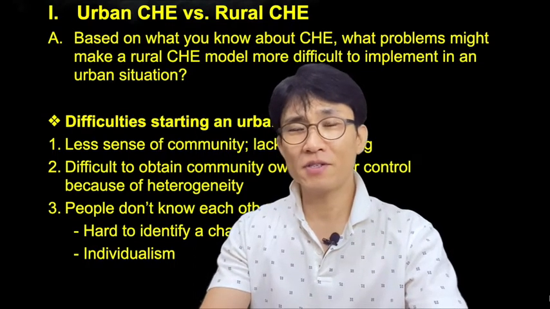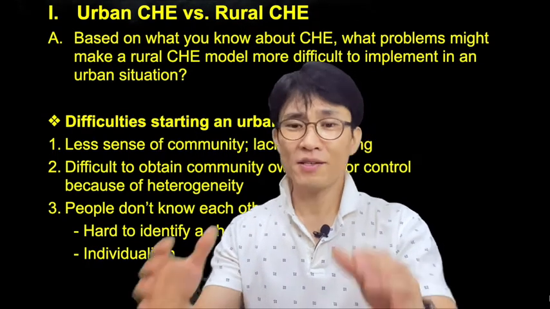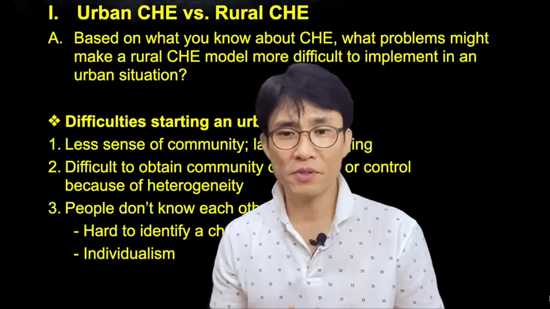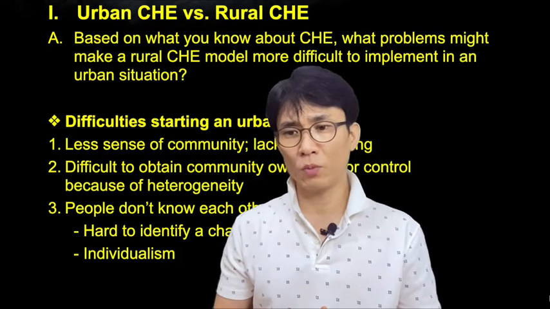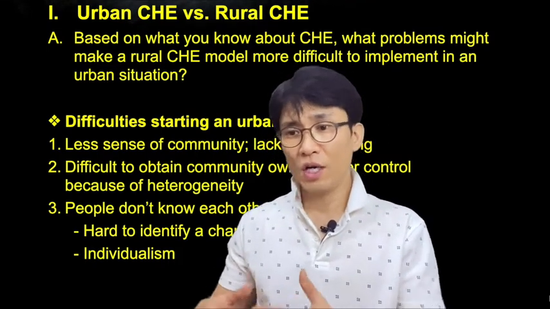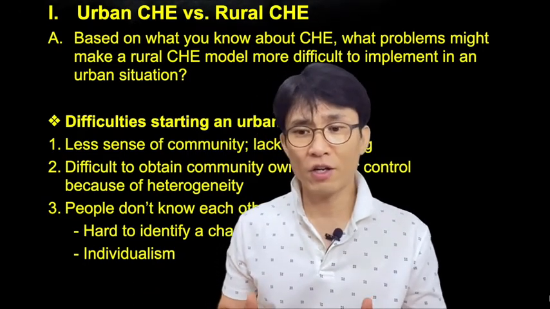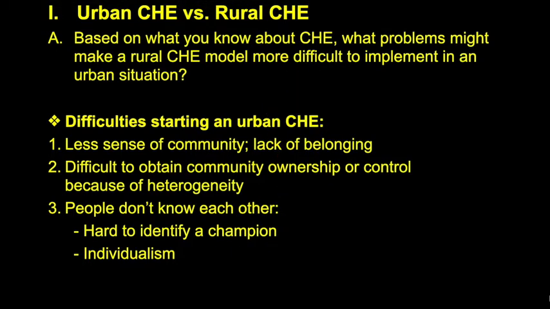So, urban CHE versus rural CHE. Based on what you know about CHE, what problems might make a rural CHE model more difficult to implement in an urban situation, and difficult for starting an urban CHE? Number one, less sense of community and a lack of belonging. It is difficult to obtain community ownership or control because of heterogeneity.